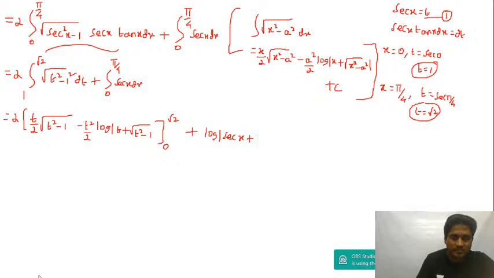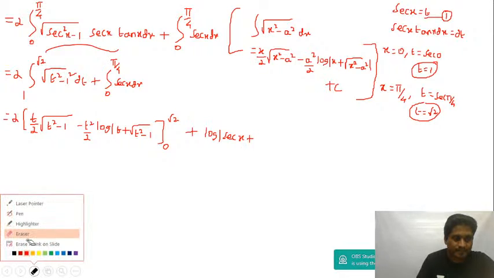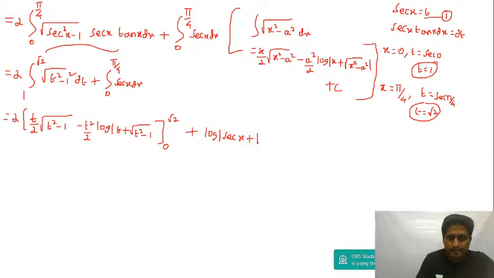Log of sec x plus tan x, log sec plus tan between the limits 0 to pi by 4. Okay, now if you open the bracket, 2 and 2 cancel, you get t into root of t square minus 1 between the limits 0 to root 2.